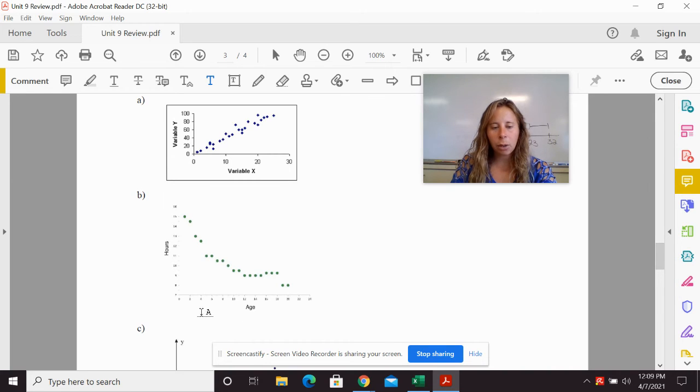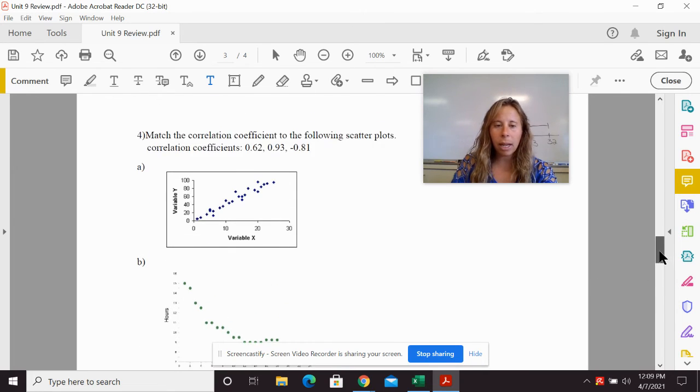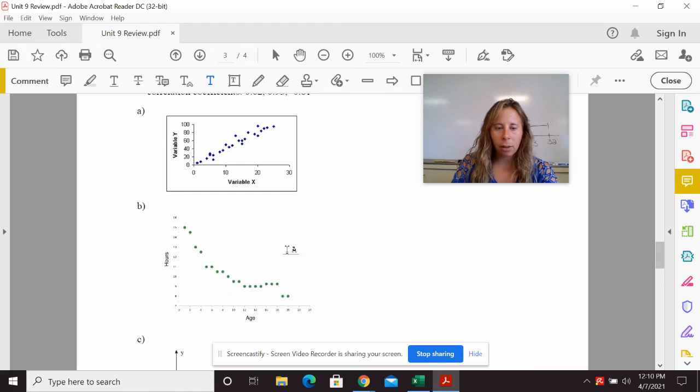It's negative. As your age increases, your hours decrease. That's a weird thing to compare, but that's all right. So as one is increasing, the other one is decreasing. So this would have a negative slope. Okay, well, we only have the one negative correlation coefficient, and negative 0.81, that looks decent for that.